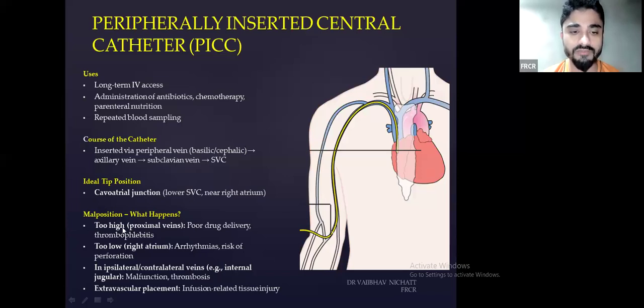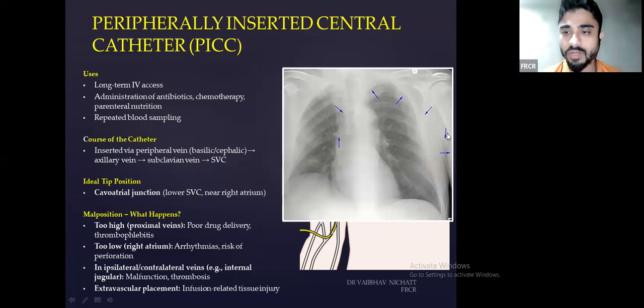What if it is malpositioned? If it is too high in one of the proximal veins, then there will be poor drug delivery, and there are high chances of developing thrombophlebitis as well as thrombosis of the vein. If it is too low, such as in the right atrium, then there is a risk of developing arrhythmias along with cardiac injury. If it goes into ipsilateral or contralateral veins, then there will be a risk of malfunction and thrombosis of that particular vein. With extravascular placement, there will be hematoma formation and some tissue injury.